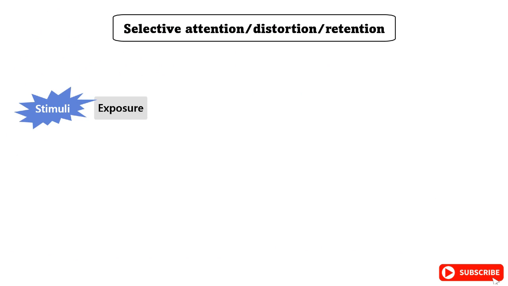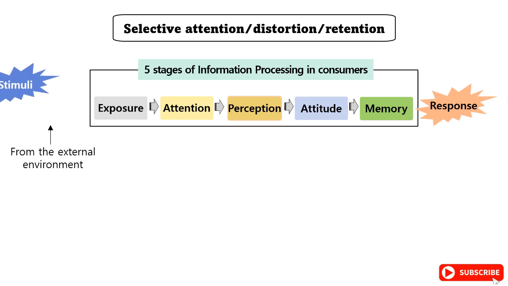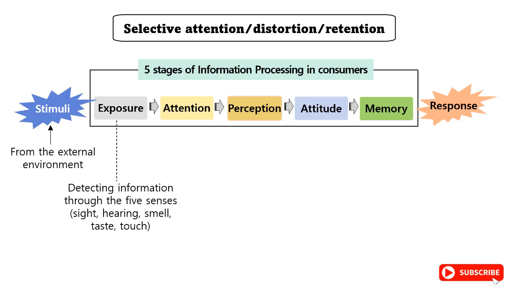When consumers receive stimuli from the external environment, they go through stages of exposure, attention, perception, attitude, and memory in the information processing process, resulting in a response. In detail, they first go through the exposure stage of detecting information through the 5 senses: sight, hearing, smell, taste, and touch. This is followed by the attention stage, where they show considerable interest, and the perception stage, where they interpret the stimuli in their own way.